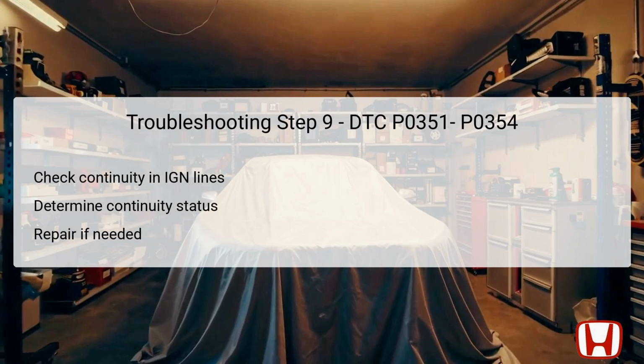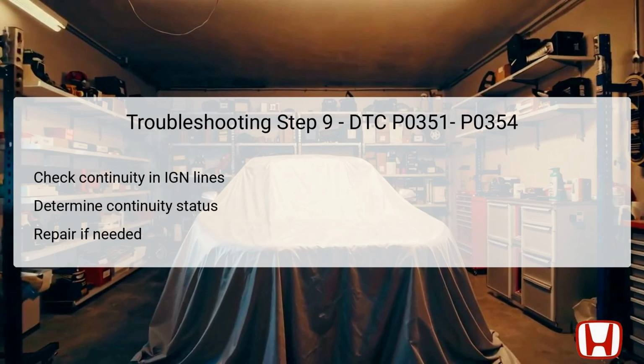In the final troubleshooting step, check for continuity between the appropriate ignition coil 3P connector terminal number 3 and the corresponding terminal on the PCM. Pay attention to ensure the vehicle is in the off, lock mode during this test. This continuity signifies that the IGN wires are intact and functioning correctly.